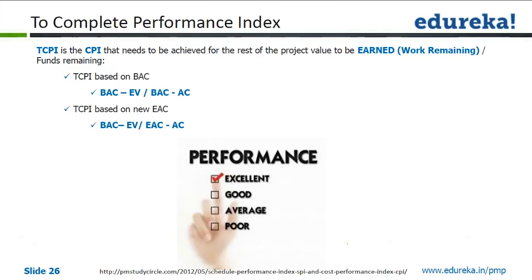Okay, so now you have the other one, the to complete performance index. CPI that needs to be achieved for the rest of the project value to be earned. That is work remaining by funds remaining. So TCPI based on BAC is BAC minus EV by BAC minus AC. And TCPI based on new EAC is BAC minus EV by EAC minus AC. So we have to remember these formulas.